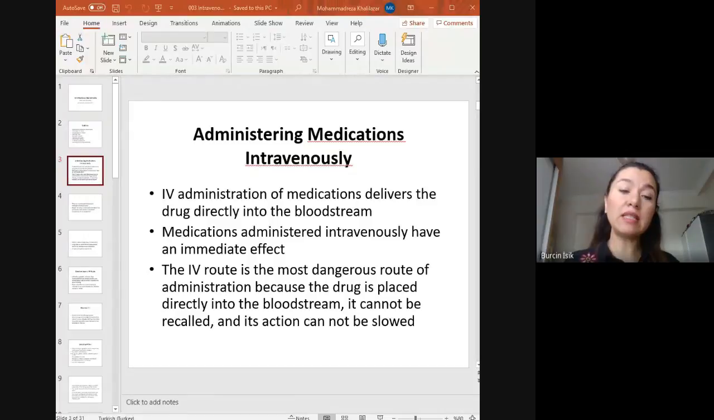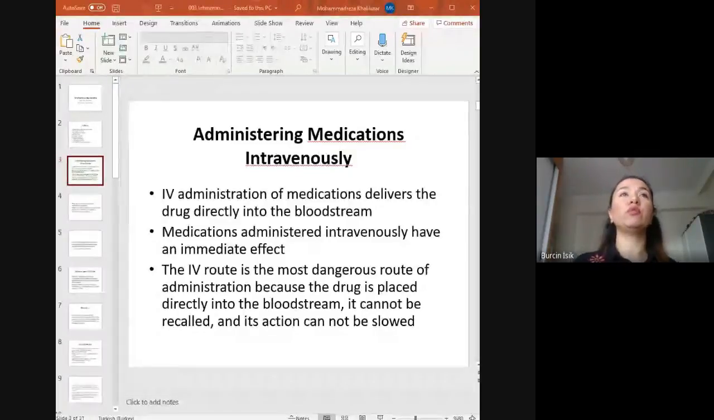About the disadvantages, there is allergy, and during the injection it may cause reactions like vomiting. These are disadvantages. And aseptic technique is very important.